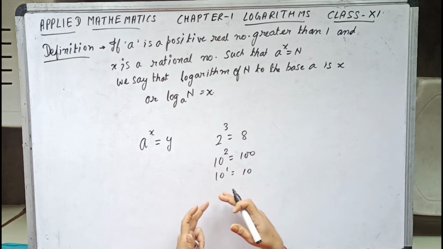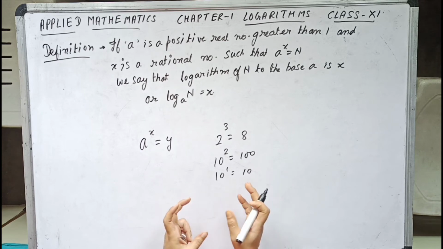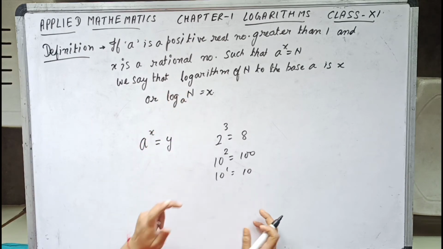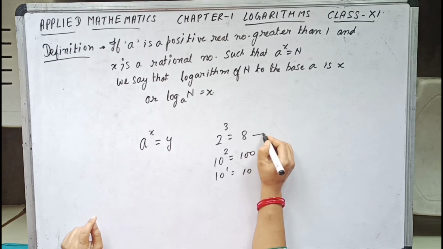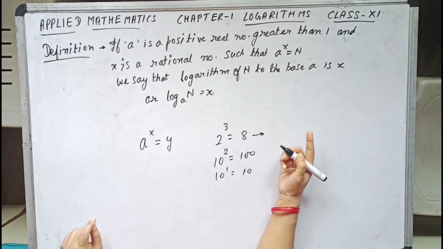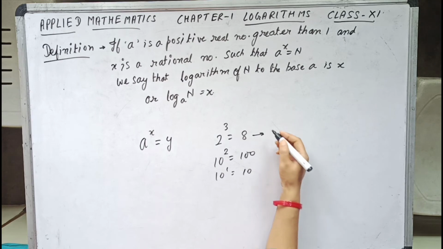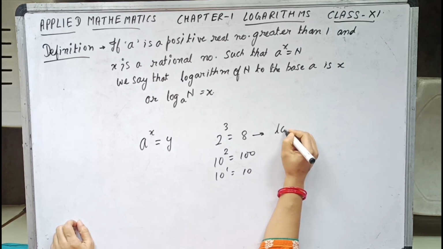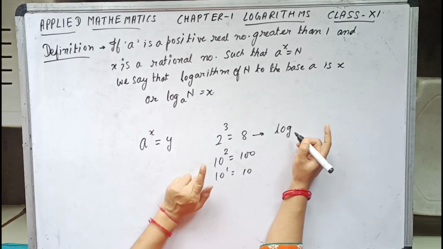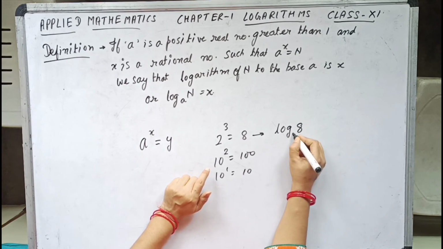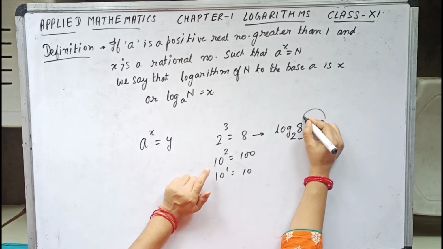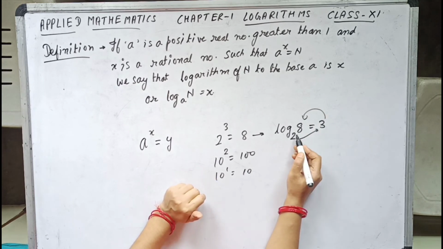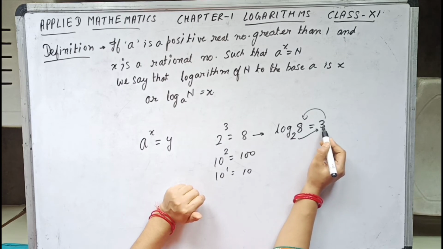Now writing this in the logarithmic form, we will be knowing under the logarithmic heads first. So how to write? Suppose this exponent I want to write in the form of the logarithm, I can write as log. Always remember the result is written over here, the base is written over here, and the power is written over here. So 2 power 3 equals 8. We read it as log of 8 base 2 equals 3.